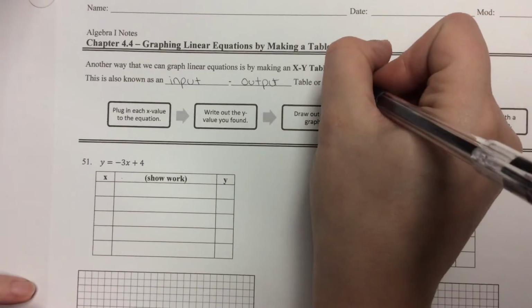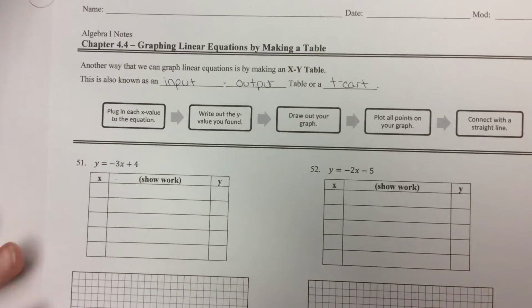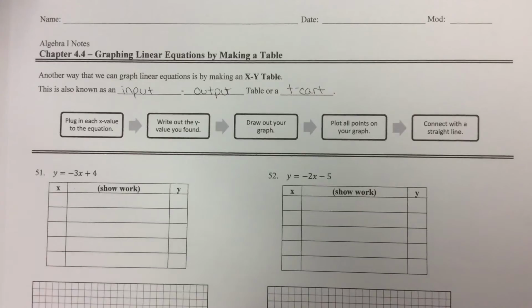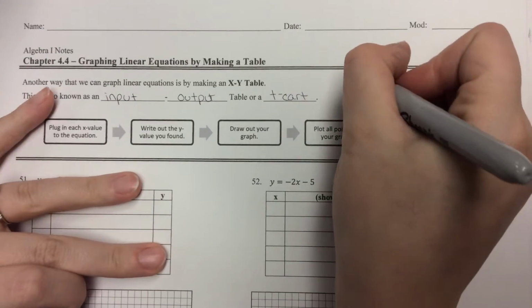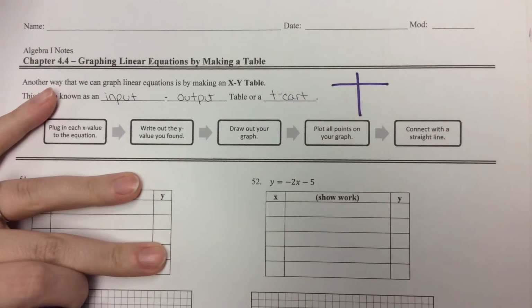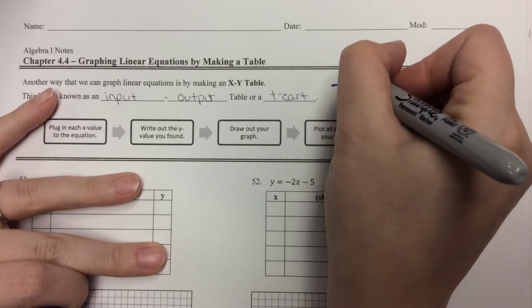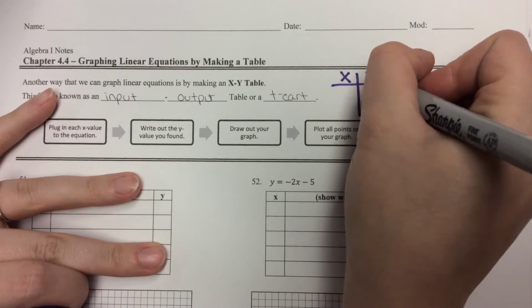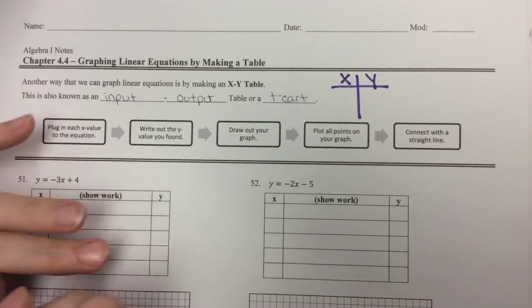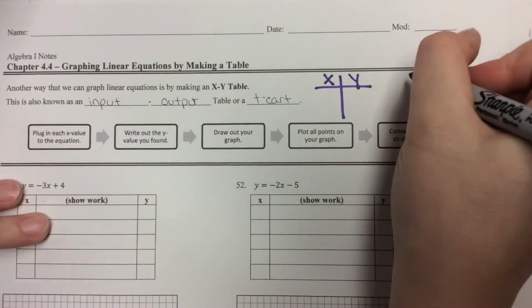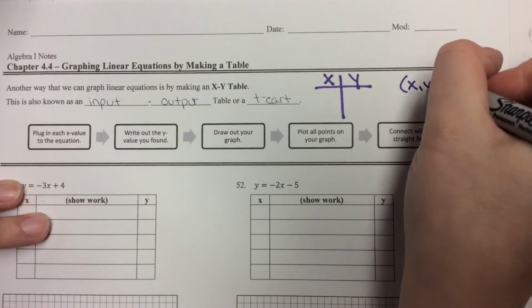Okay, also known as a T-chart. So a T-chart is going to look something like this. A letter T, and on one side we'll have X, and on the other side we'll have Y. So our X and Y values together make an ordered pair. You know, an ordered pair looks like this.